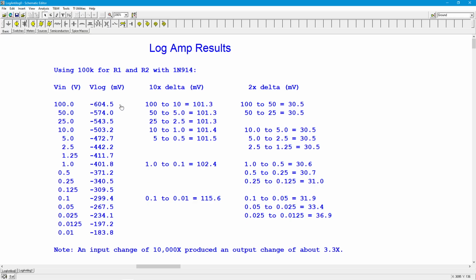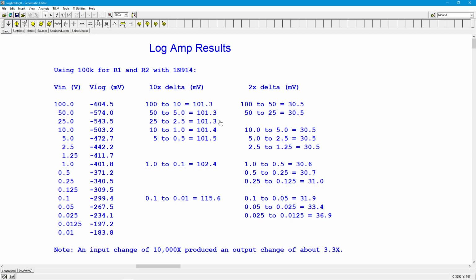Anyway, let's just do some real quick checks. Go from 100 volts down to 10 volts. That's a 10-to-1 factor. I'm going from 604.5 millivolts to 503.2. And I've just made some notes over here, right? If you go from 100 to 10, the change is 101.3 millivolts. If you went from 50 to 5, it's 101.3. If you go from 25 to 2.5, it's 101.3.